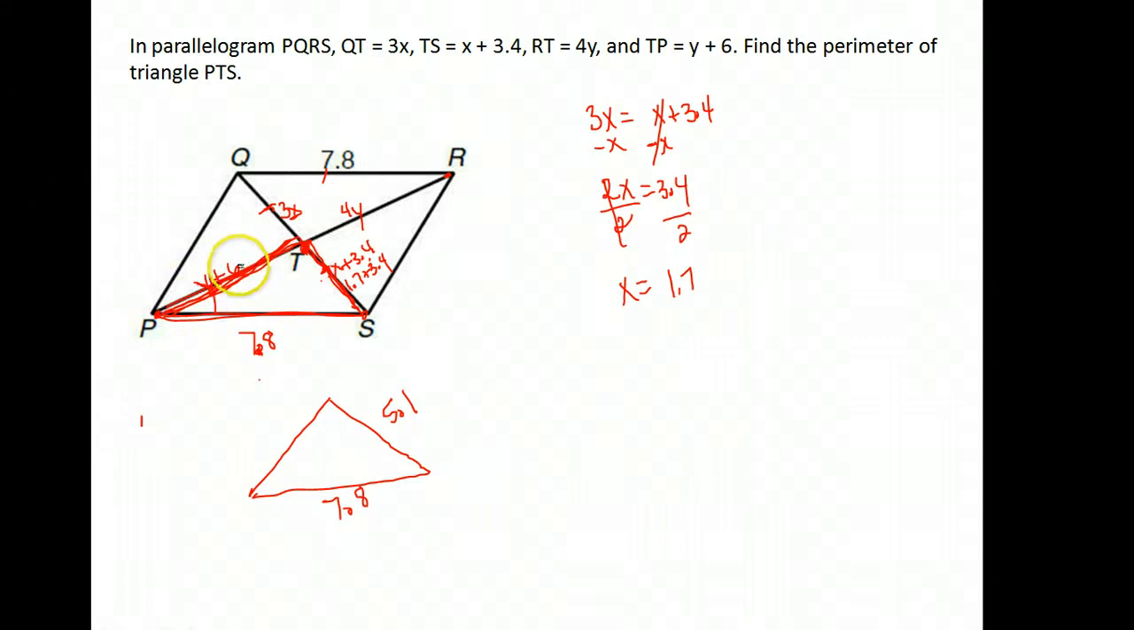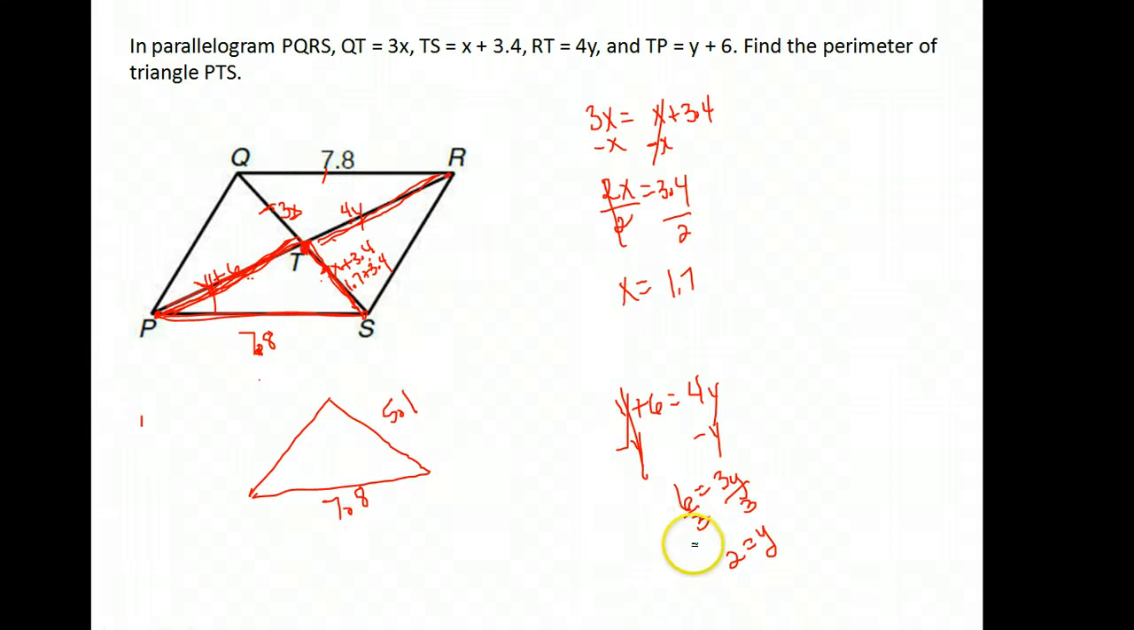It's y plus 6, but we don't know y yet. We do know that the other half of the diagonal is 4y, and again, diagonals bisect each other, so these two should be halves. They should be equal to one another. So my equation I can use based on my property is that y plus 6 equals 4y. I want to solve for y, so I need to get y's on the same side. I subtract this y. 4y minus y is 3y. And divide both sides by 3. I get y equals 2. 6 divided by 3 is 2.